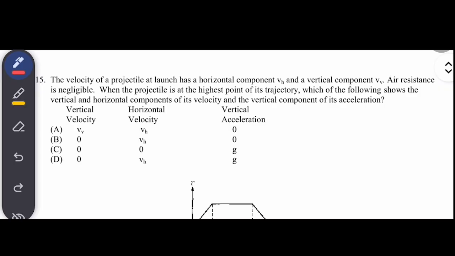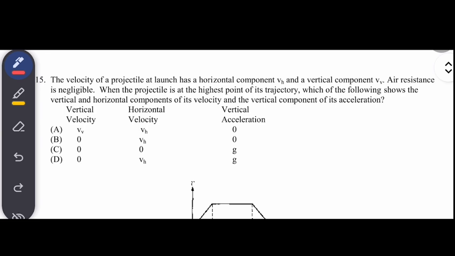It says the velocity of a projectile at launch has a horizontal component VH and a vertical component VV. Its air resistance is negligible, and when the projectile is at the highest point of its trajectory, which of the following shows the vertical and horizontal components of its velocity and the vertical component of its acceleration?